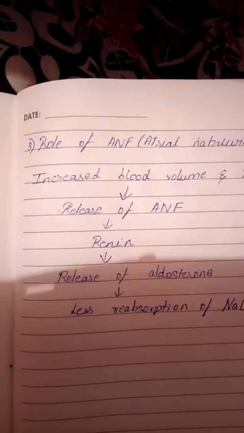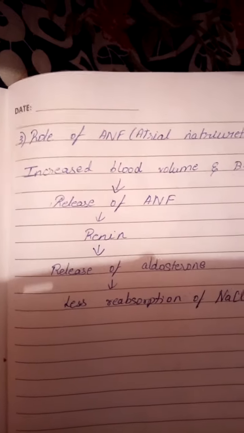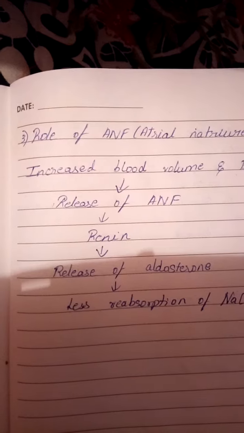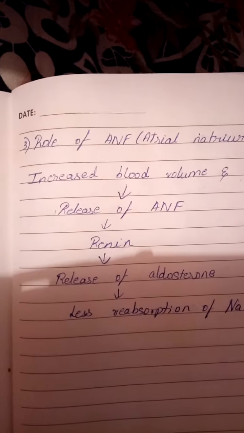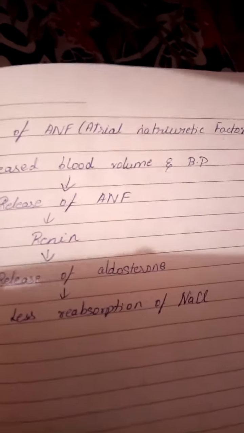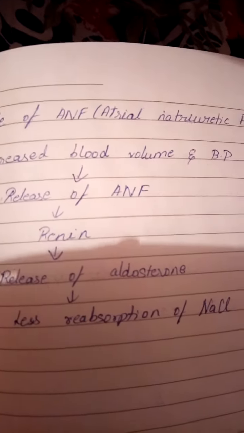ANF in turn inhibits release of renin from JGA, and this reduces the release of aldosterone from the adrenal and inhibits NaCl reabsorption by the collecting duct, thereby checking the blood volume and blood pressure. So here there is less reabsorption of NaCl.